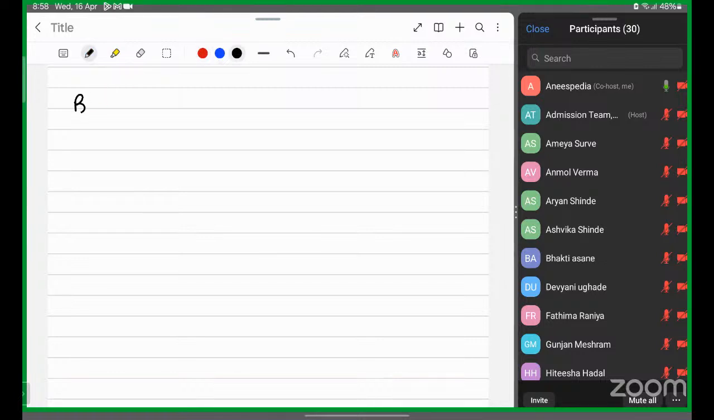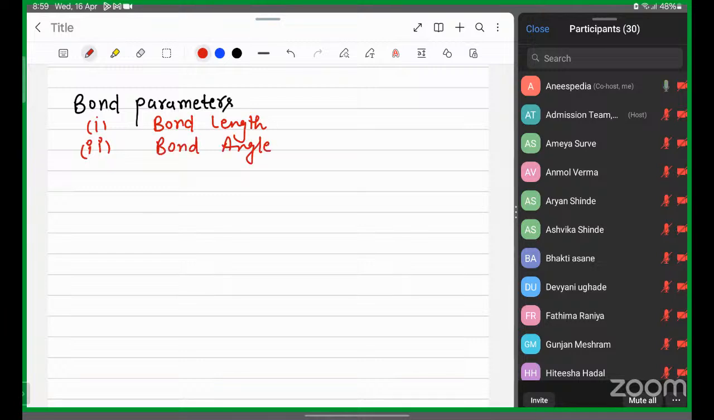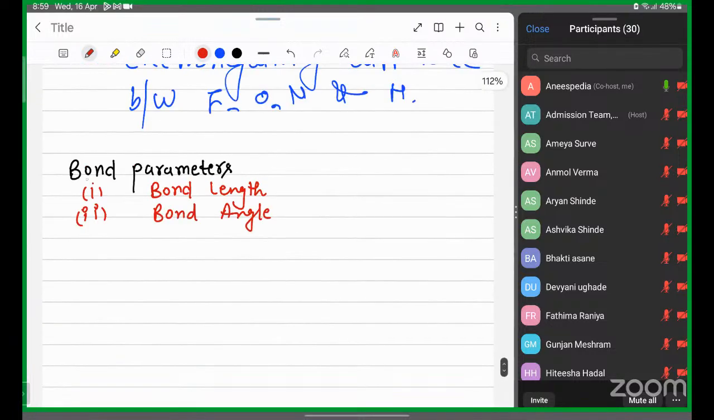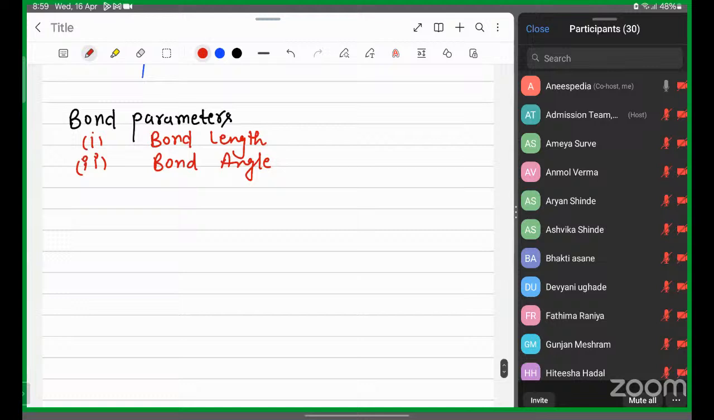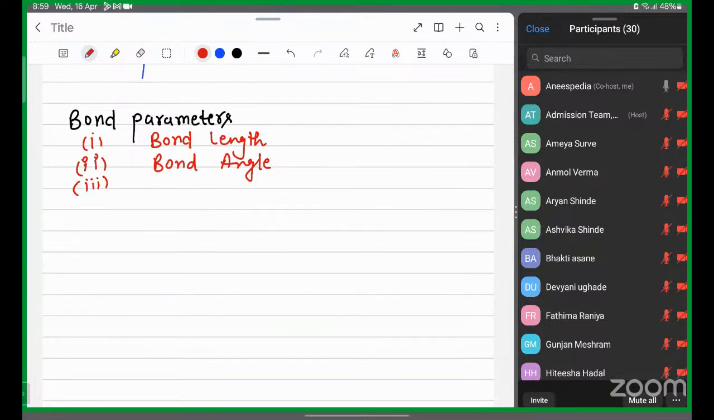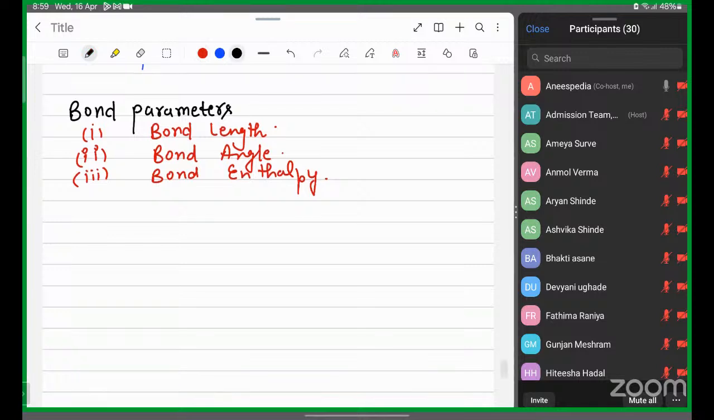Bond parameters. Bond parameters are bond length, bond angle, and finally bond enthalpy. Remaining will be done in next session.